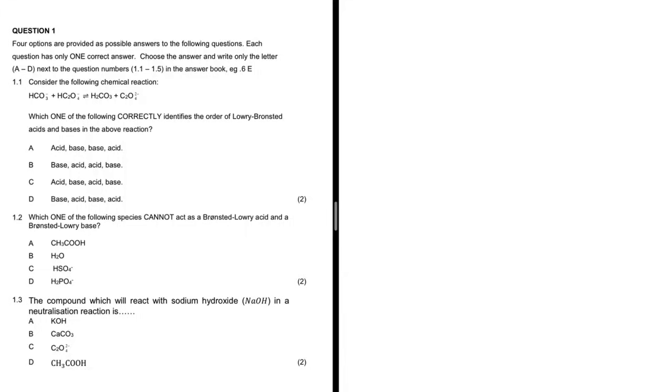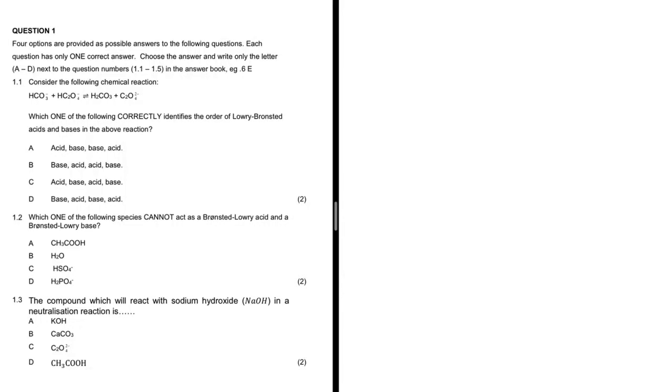Each question has only one correct answer. Choose the answer and write only the letter A to D next to the question numbered 1.1 to 1.5 in the answer book. And then, for example, we have 6 with an answer being E.